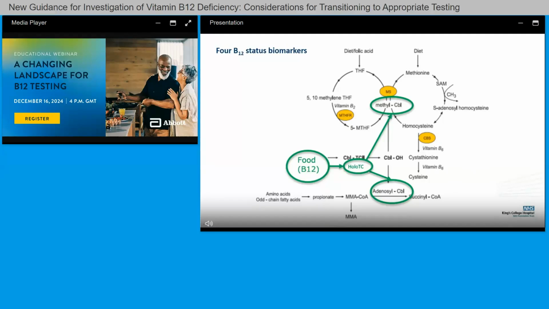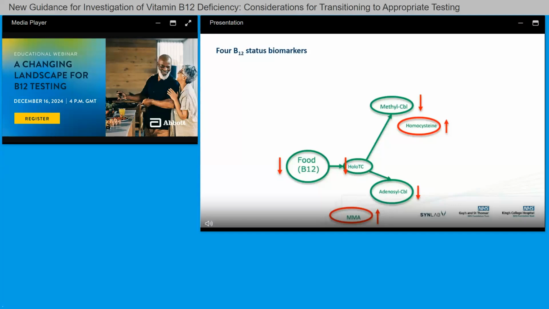We also know that if we decrease our intake of food that contains B12, within just a few days we will see a decrease in holotranscobalamin. Soon afterwards, we'll start to see a decrease in the metabolic forms of B12, so a decrease in methylcobalamin and adenosylcobalamin. Now, conveniently for us, when this happens, the cells start to send out biochemical distress signals. So we will start to see an increase in homocysteine and an increase in methylmalonic acid.